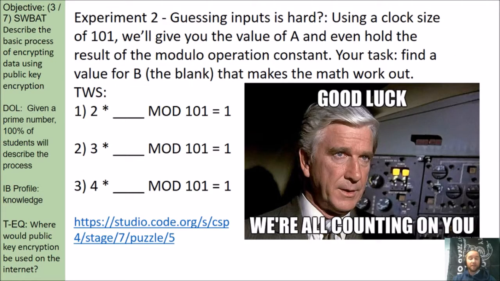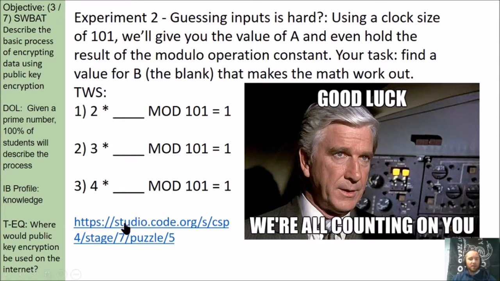So before we dive into the complex math, let's do the simple math first. Guessing input is hard. Using a clock size of 101, I'll give you the value for a and even hold the result of the modulo operation constant. Your task would be to find the value of b that makes the math work out. So let's do the first one together.